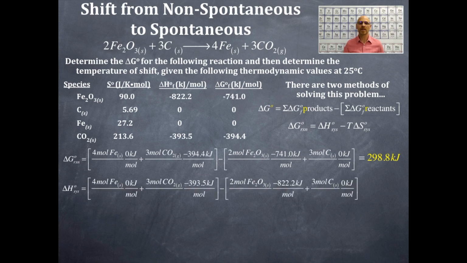So we're going to do the enthalpy term first. That's 4 moles of the iron times 0, its value of the enthalpy, because it's an element in its standard state, plus 3 moles of carbon dioxide, that's negative 393.5 kilojoules per mole, minus the quantity of 2 moles of ferric oxide, that's negative 822.2 kilojoules per mole, plus the 3 moles of the carbon, and that's times 0. That is an element in its standard state. That gives me a value here that is 463.9 kilojoules.